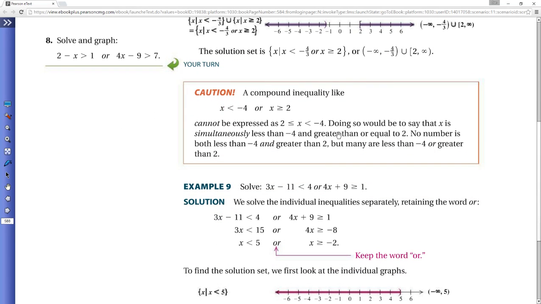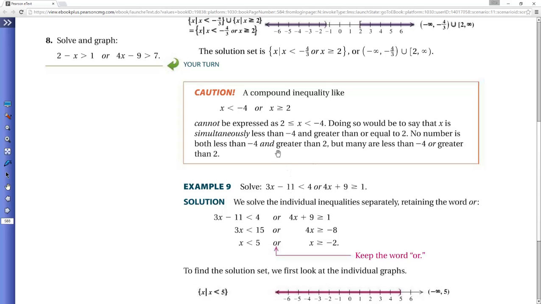A compound inequality like x is less than negative 4 or x is greater than 2 cannot be expressed in an abbreviated form. There's no way that I can show that, because this implies that the solution is between these 2 points. Okay? Now it is possible, pretty rare, that that would occur in a union or an or statement. It is possible though.